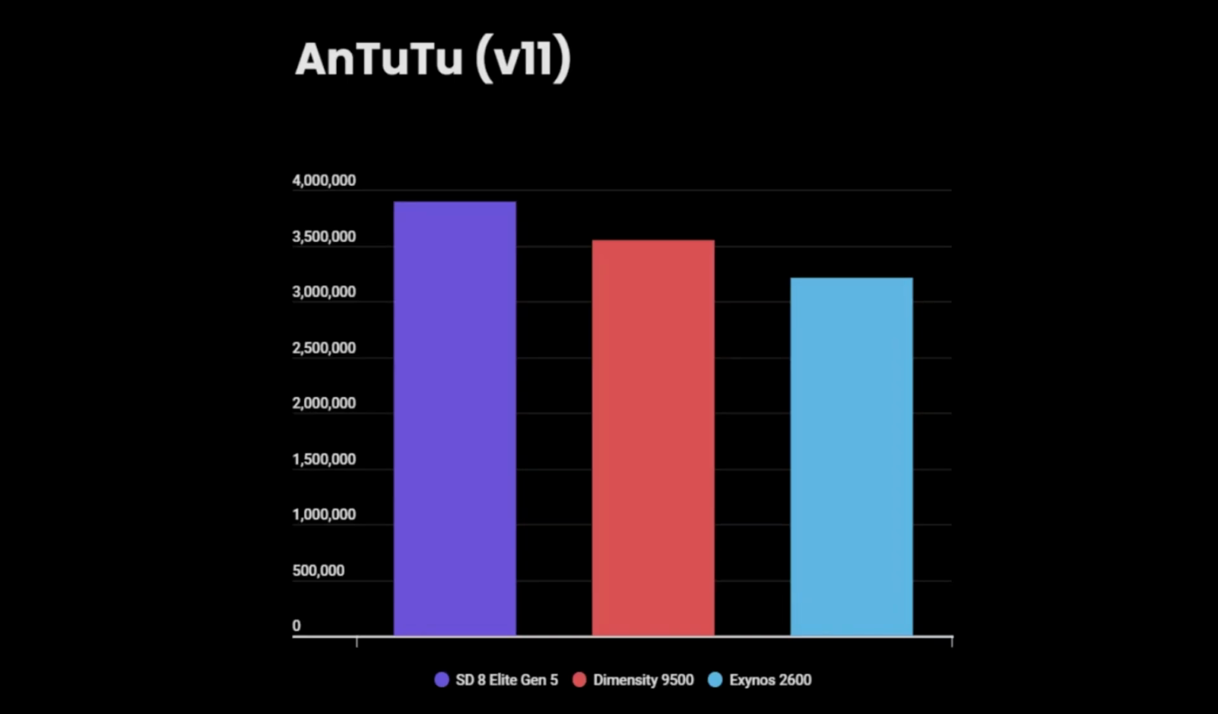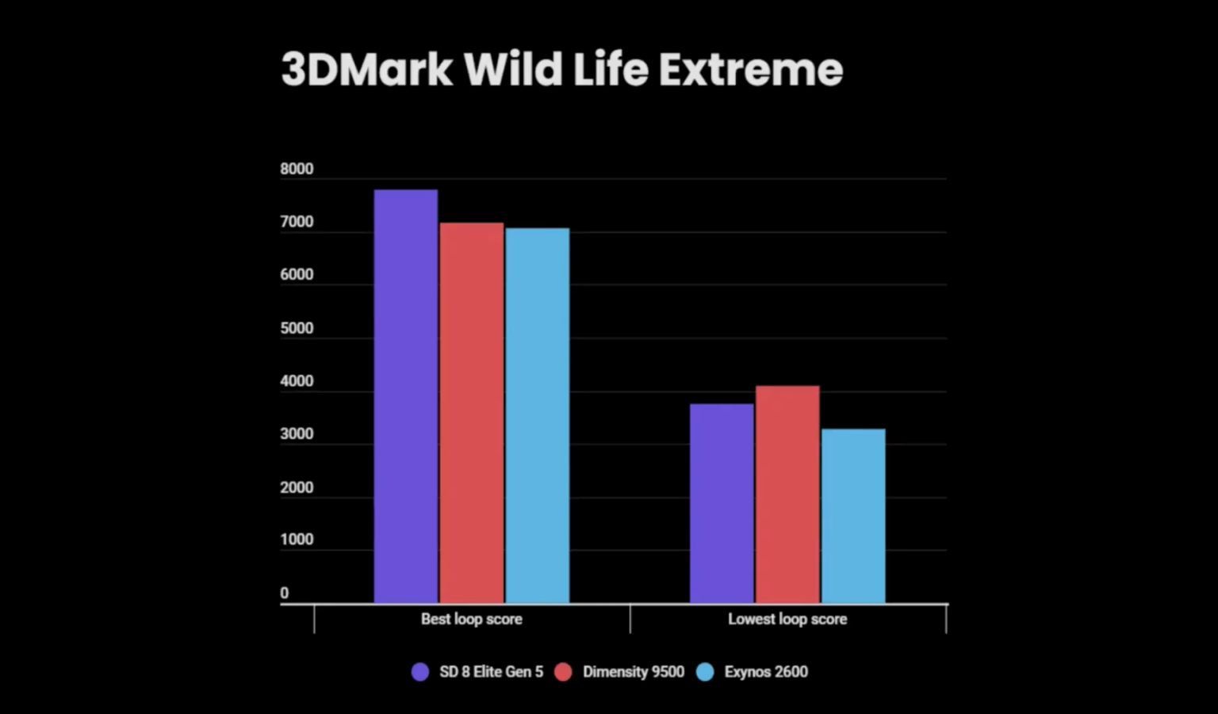Memory performance, however, favors the Exynos chip over the other two. The Snapdragon 8 Elite Gen 5 takes the top spot here as well, with the best score of 7,786. The Dimensity 9500 sits below it with 7,163 points, and then comes the Exynos 2600 with 7,061 points.